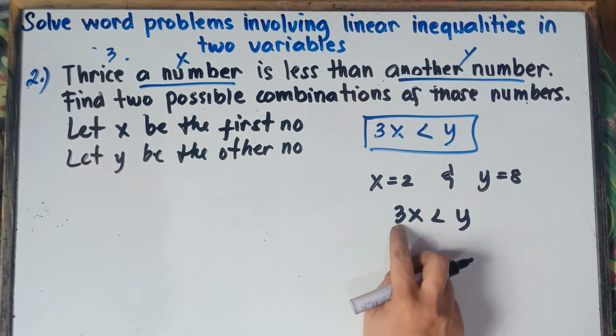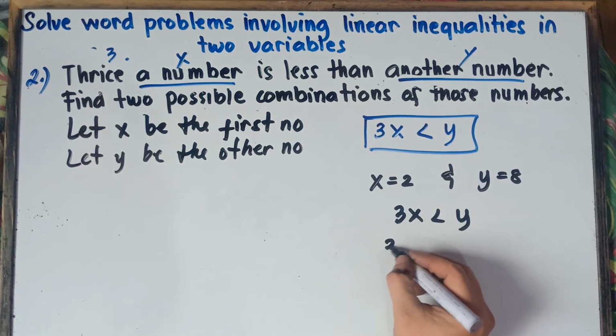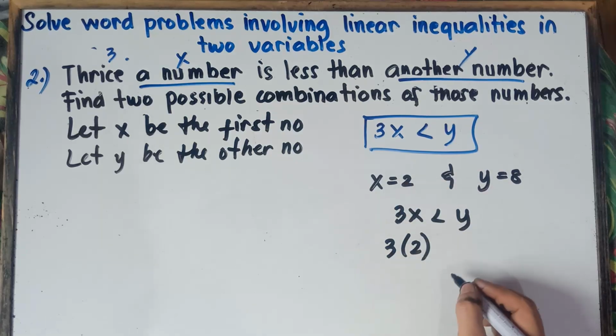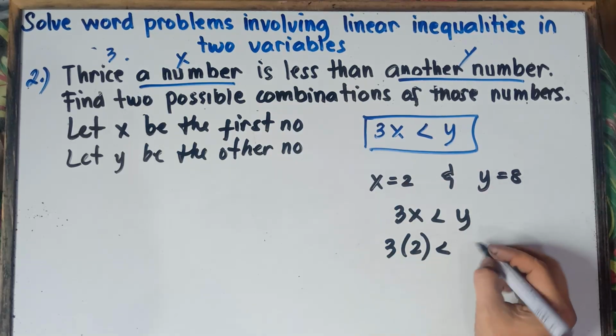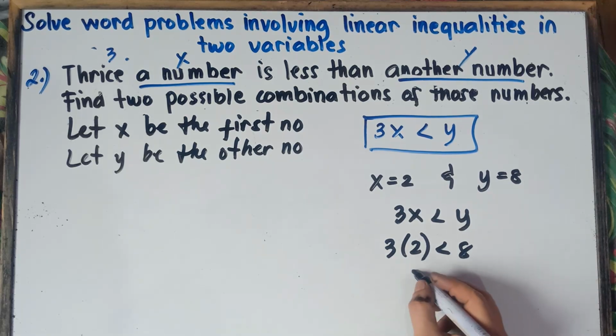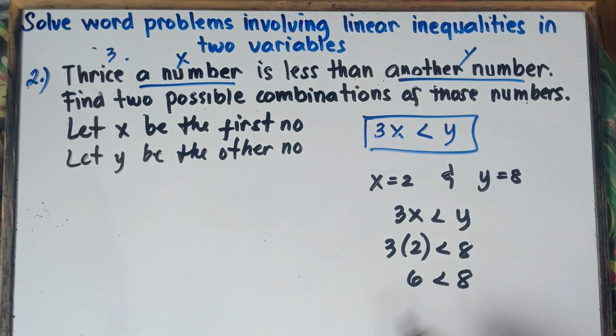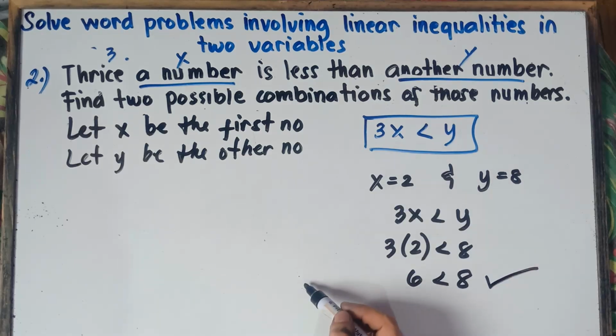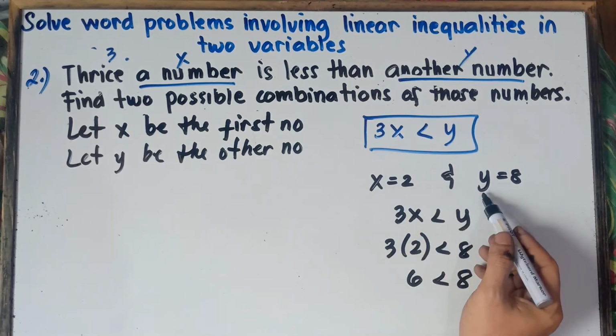So 3x is less than y. So once again, if you have 3x, it means 3 times x. So 3 times the value of x, that would be 2, is less than the value of y, that would be 8. 3 times 2 is 6, is less than 8. Is it true, class, that 6 is less than 8? Yup, that would be true. So therefore, class, it will satisfy the inequality. X is equals to 2 and y is equals to 8.